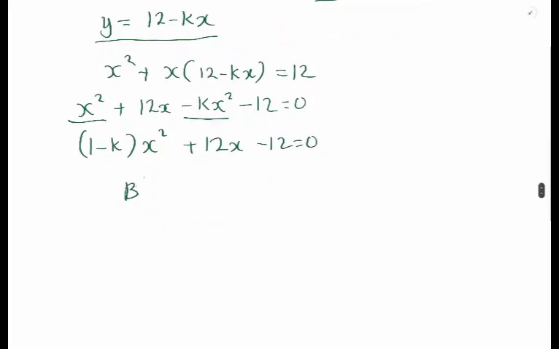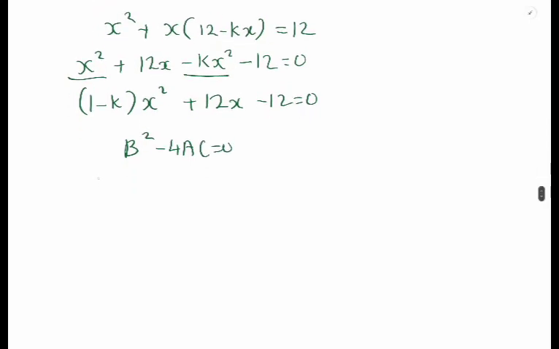So b squared minus 4ac equal to 0. So your b squared is 12 squared, so 144 minus 4. Your a is 1 minus k. Your c is negative 12, and that is equal to 0.